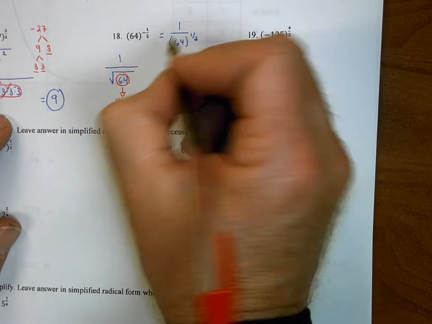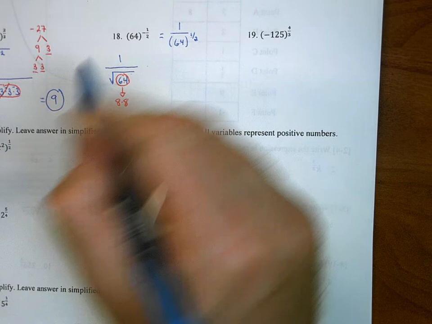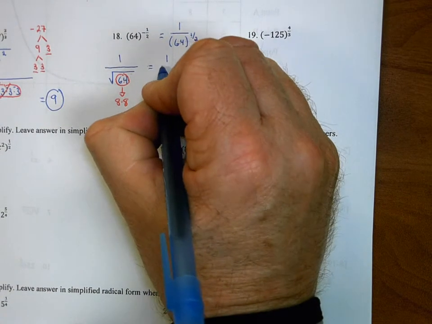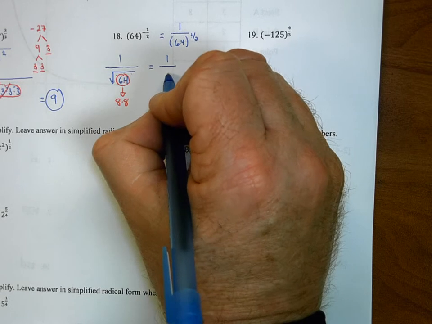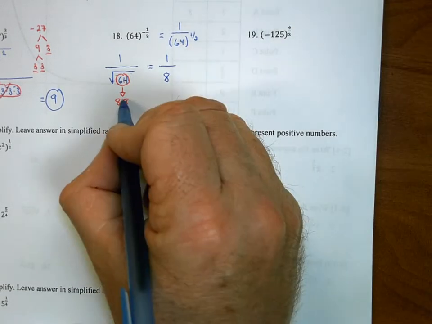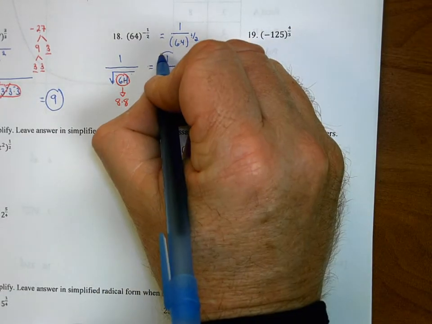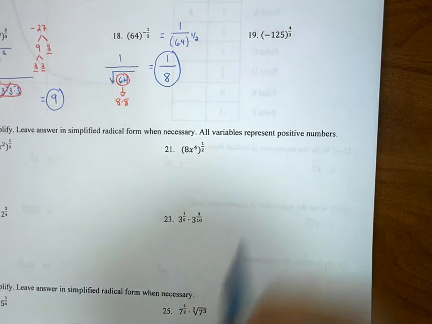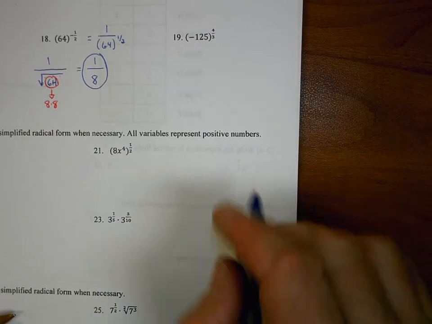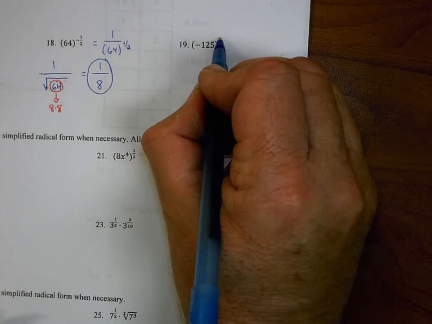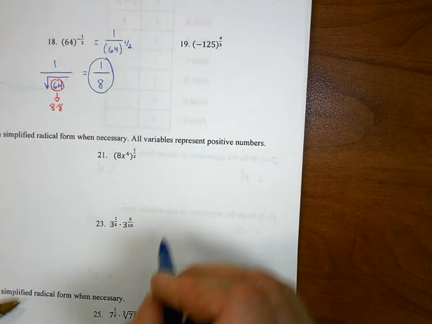It makes 64. So if I recognize 64 as a perfect square, the square root of 64 becomes 8, and I could avoid having to do the factor tree. So my answer to number 18 is 1/8. Okay, number 19, the last one, I have a negative 125 to the positive 4/3 power.